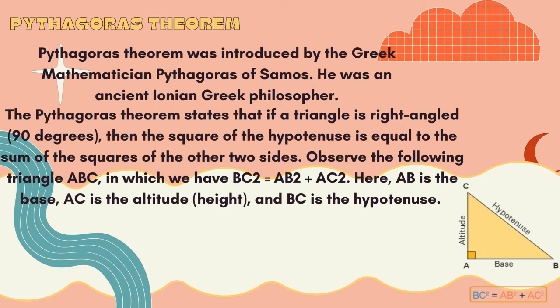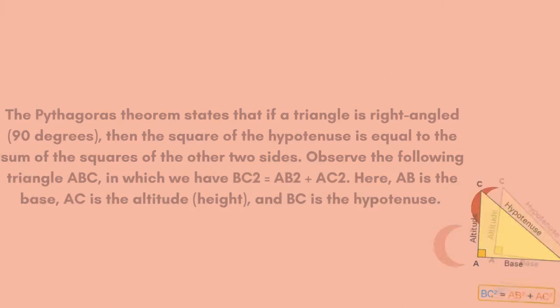Here, AB is the base, AC is the altitude height, and BC is the hypotenuse. It is to be noted that the hypotenuse is the longest side of a right-angle triangle.